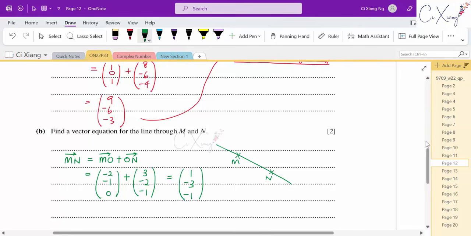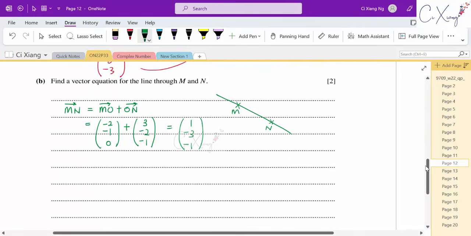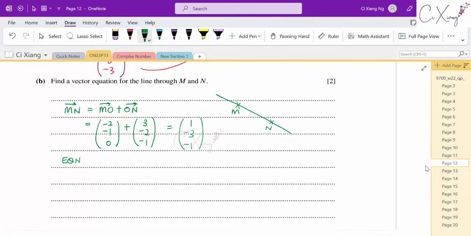After I get the direction, and I already have the passing point, right? The position vector for the passing point. Therefore, I can get the equation, the vector equation for this particular line. Okay, so let me rewrite it again. So what is the vector equation here? The vector equation formula will be r equals a plus tp, right? Where the a is the passing point and then the p is the direction of the line.